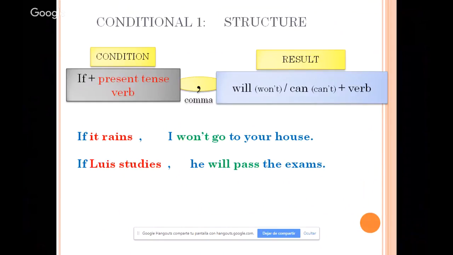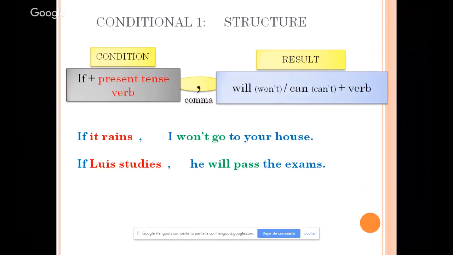If it rains, si llueve, I won't go to your house. No iré a tu casa. If Luis studies, si Luis estudia, he'll pass the exams. Pasará los exámenes, right? Well, it is important to highlight the use of the punctuation mark, in this case, a comma. The comma is dividing both the condition and the result. Okay, so it is in the middle of both the condition and the result.